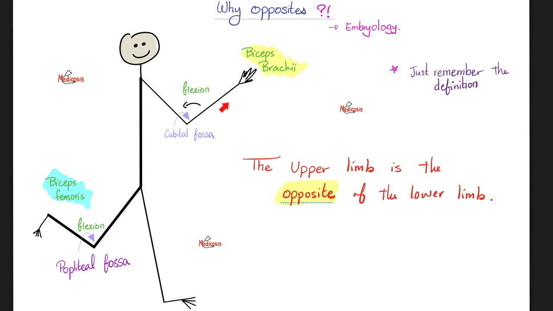Here is a little pearl for you. During embryological development, your upper extremities rotated in an opposite fashion when compared to your lower extremities. And that's why when you flex your elbow, your forearm is in front of you. But when you flex your knee, your leg is behind you. This is because of the opposite rotation of the upper extremity and the lower extremity during embryological development. One of them rotated clockwise, the other counterclockwise.